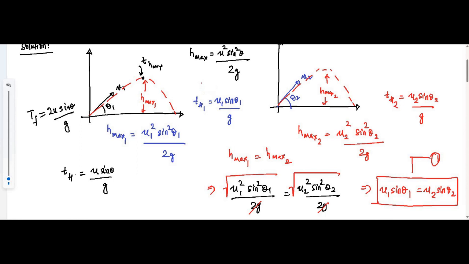Then time of flight for the first projectile. Know the difference. Time of maximum height is the time taken by the projectile to reach the maximum height. Time of flight is the total time taken by the projectile starting from ground level to again reach the ground level, from here to here, from ground level to ground level.